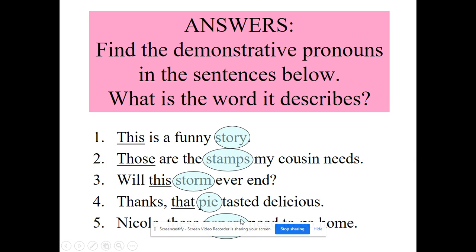So you'll see here on this paper, let me get this out of the way, where all our answers are. So this is referring to story, those referring to stamps. This is referring to storm, that referring to pie, these referring to papers.